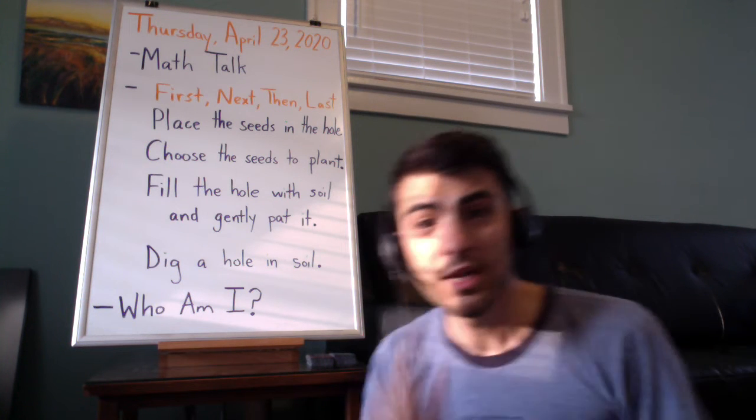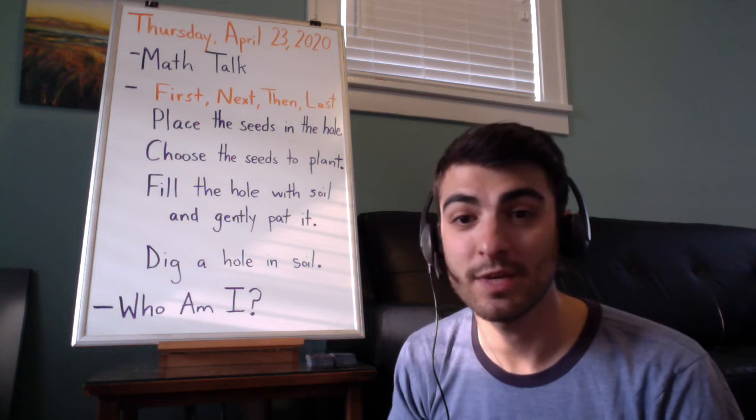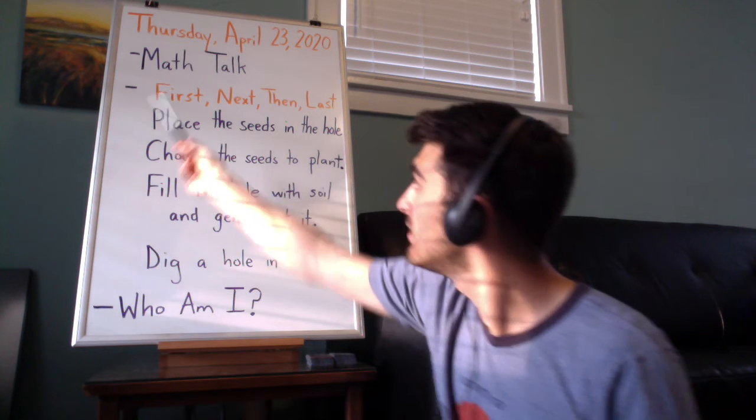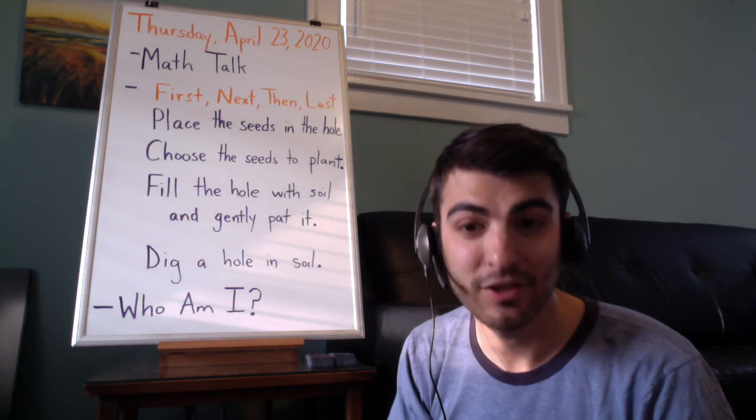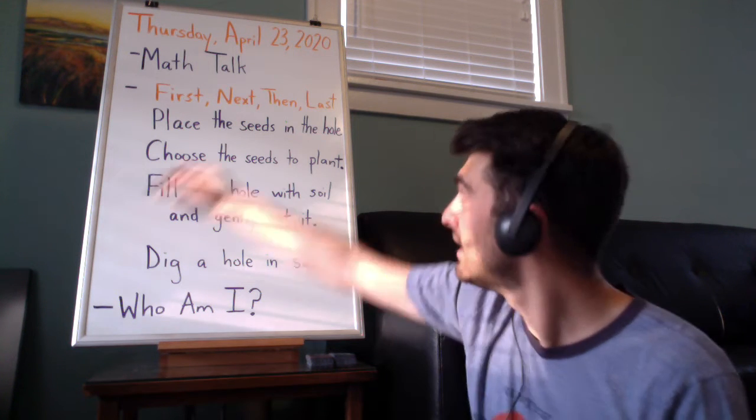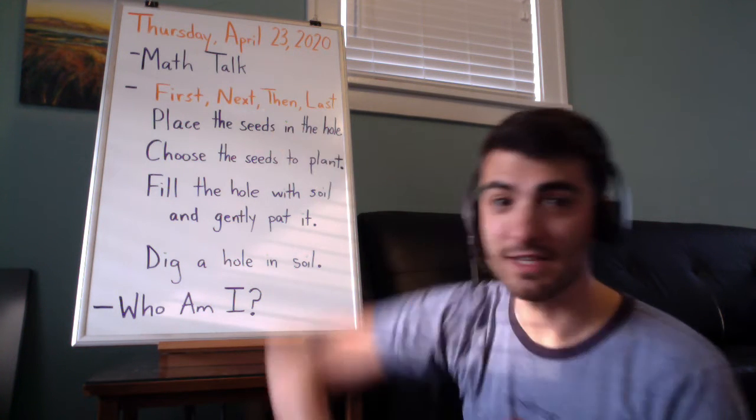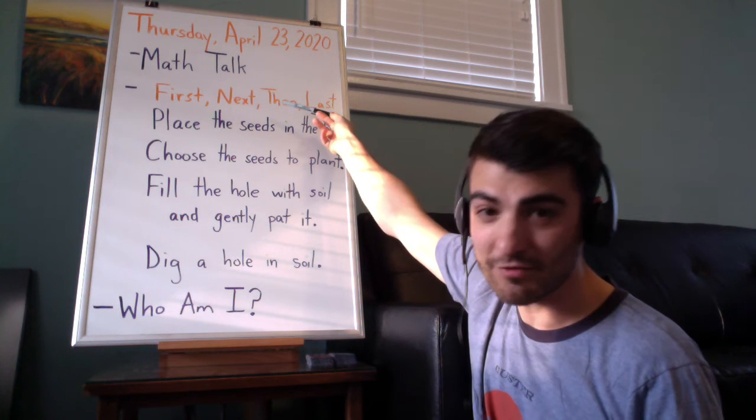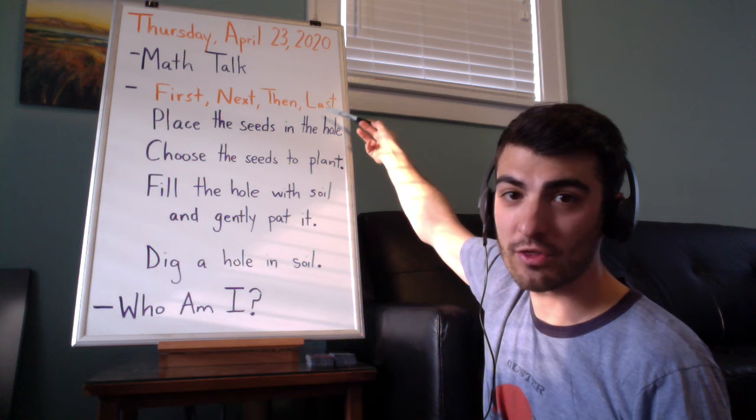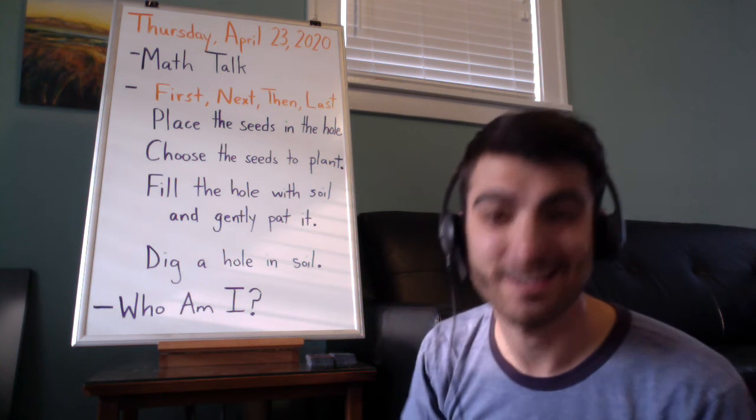All right, so your task: figure out which statement comes first and put the transition word first in front of it. Then figure out which sentence comes second and put next in front of it. Which one comes third, place then in front. And finally, the 4th, place the word last in front of it.